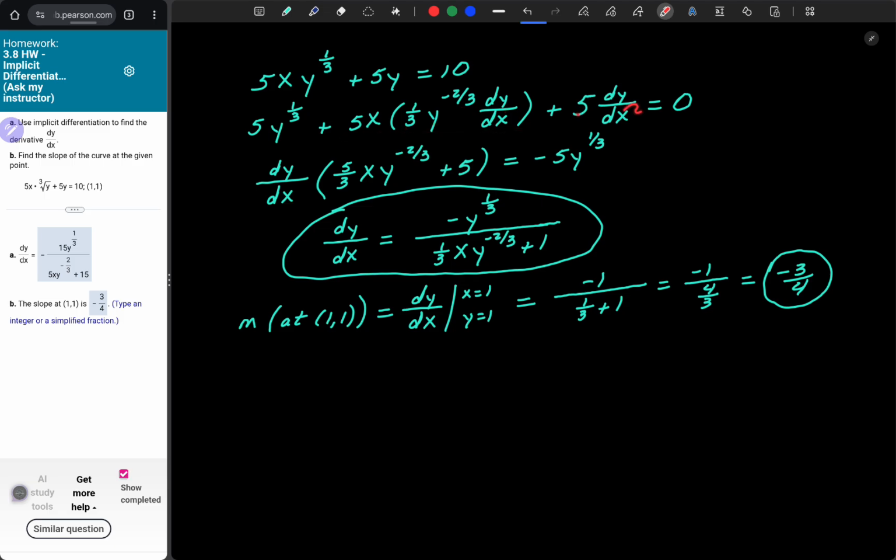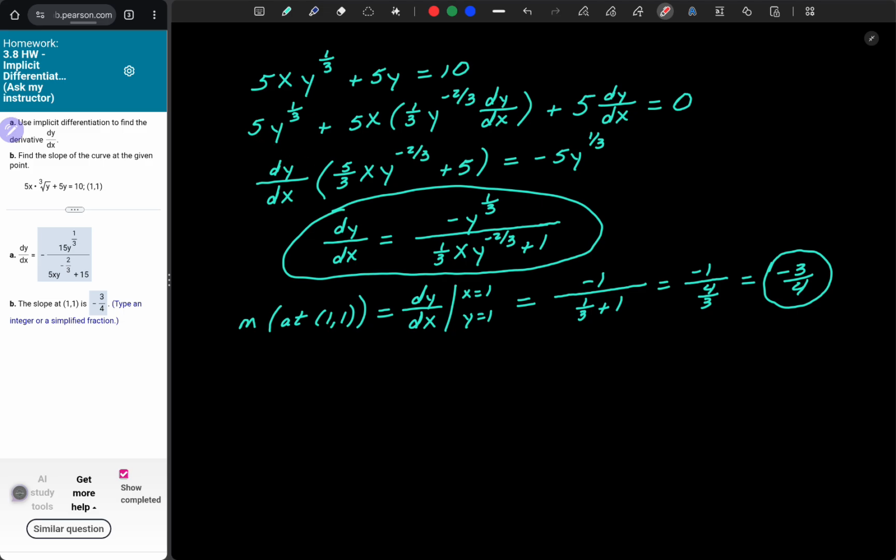Now, plus 5 times the derivative of y with respect to x, which is by definition dy/dx, equals the derivative of 10, which is just a 0. Now, in this next step, I gathered my dy/dx terms. So this term and this term have a dy/dx. If I factor that dy/dx out, in this first term, I'll have 5/3 x times y to the negative 2/3. That's where I got that from. In the second term, when you factor out the dy/dx, you're just going to be left with the plus 5. That's where that came from.